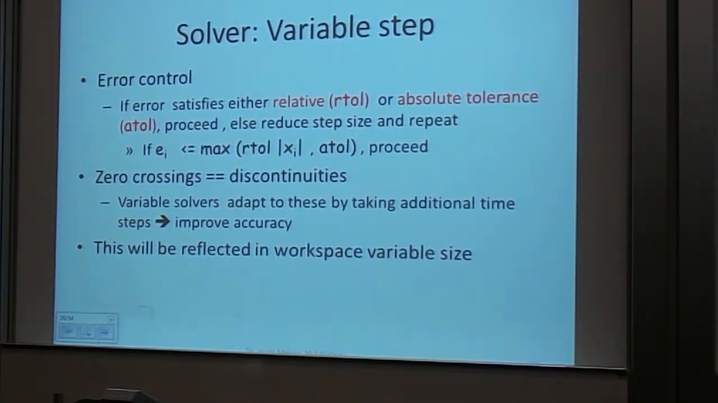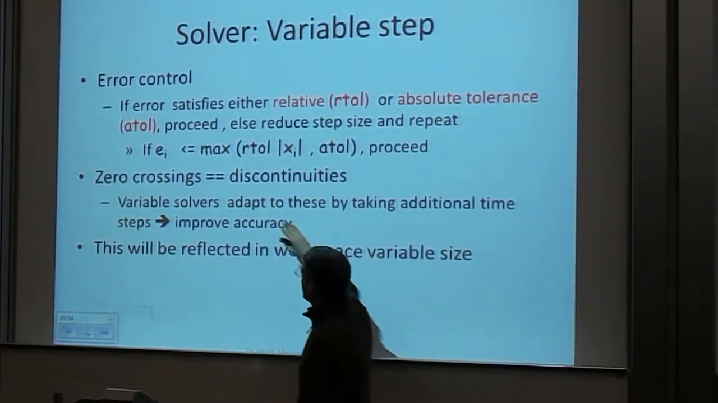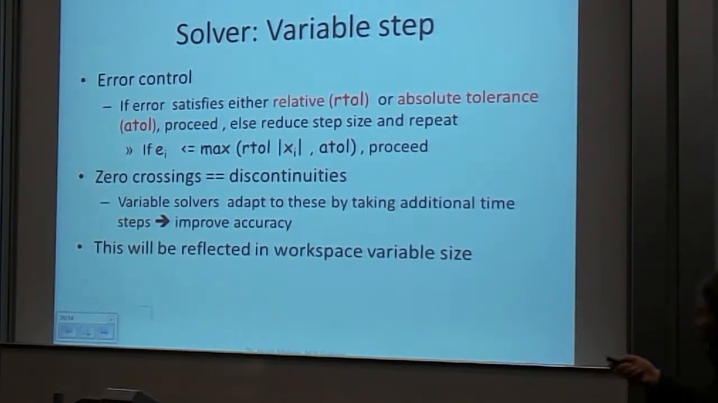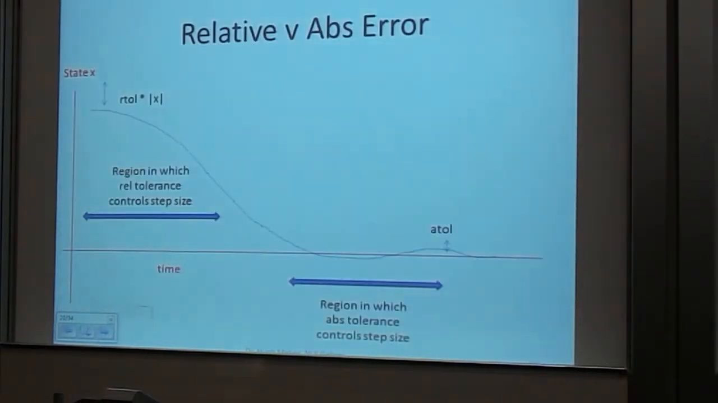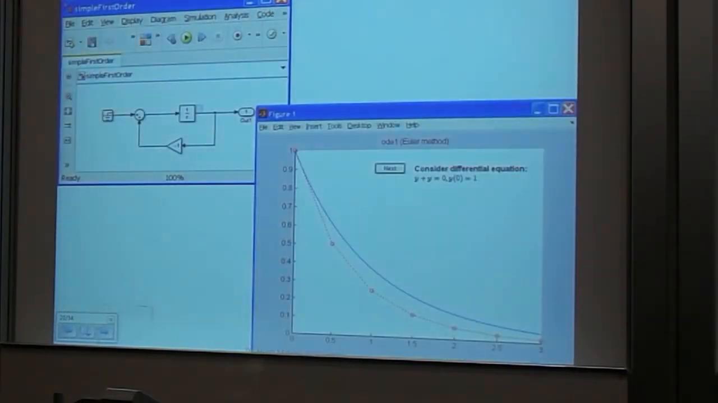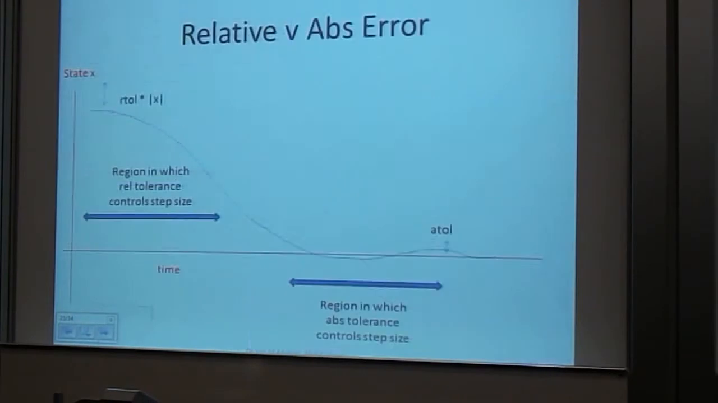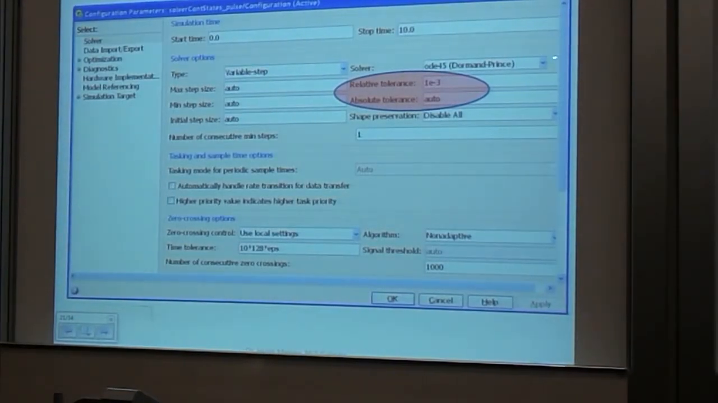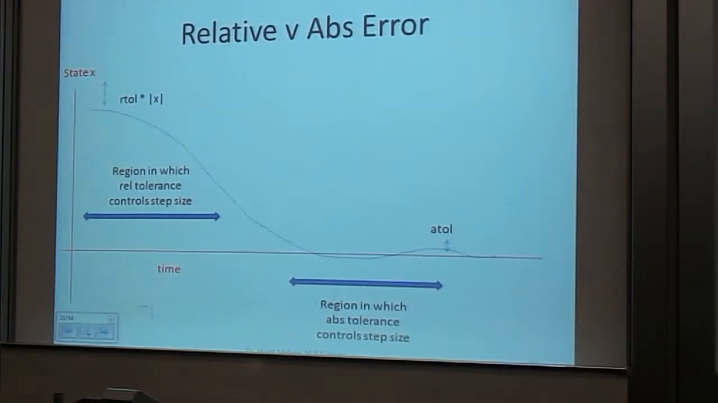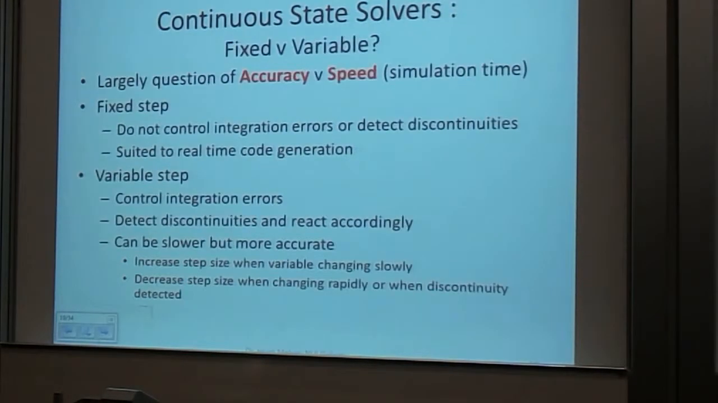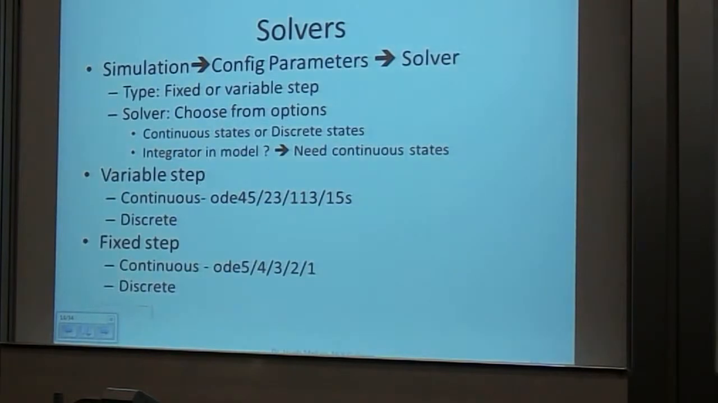And that's why for these discontinuities, the variable solvers will adapt by taking additional time steps to give you better accuracy. So just to show you how that works in real life, let's look at a number of examples. Actually, no, sorry, as I said, if you look at the variable step solvers, see this dialog box here, there's a whole lot of different solvers you can use. A lot of the time ODE45 is chosen, but you can select other ones. Here. Yeah. A whole lot of different solvers.